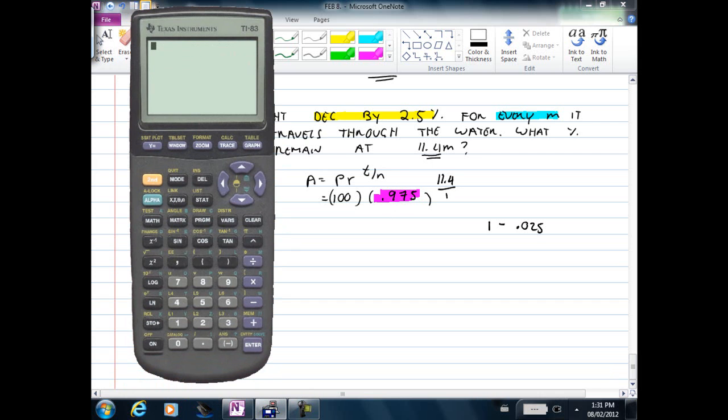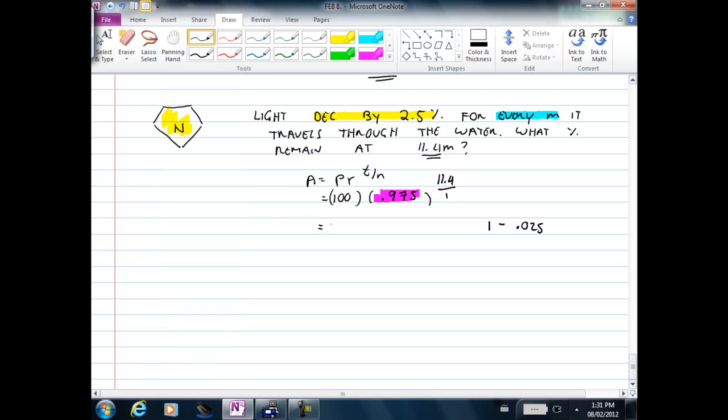So guys, watch me. We're going to do 0.975 to the power of 11.4, times 100. So 74.9%. If I go 11.4 meters into the ocean, only about 75% of light will remain. The deeper I go, there's less light until there's nothing. So which is 74.9%. A question like this will be on the exam. You got to be careful.